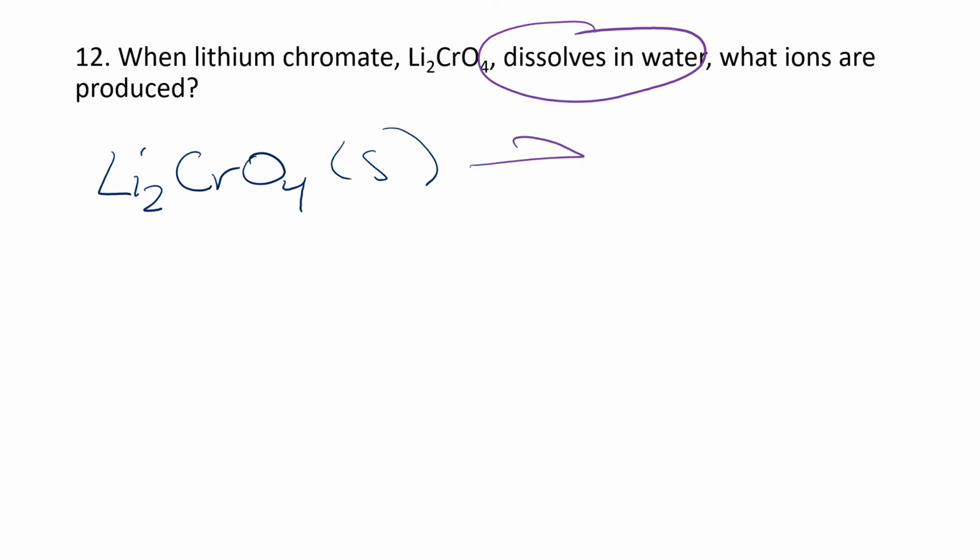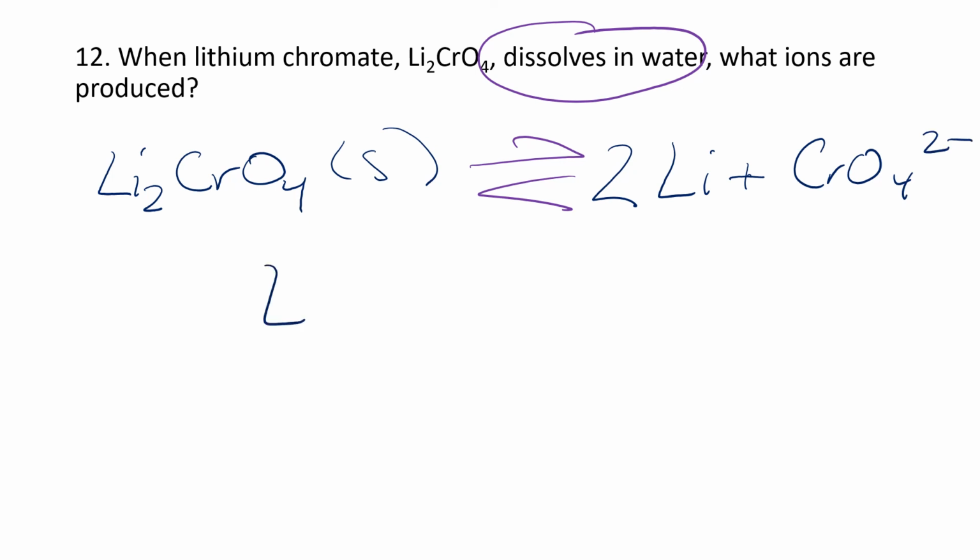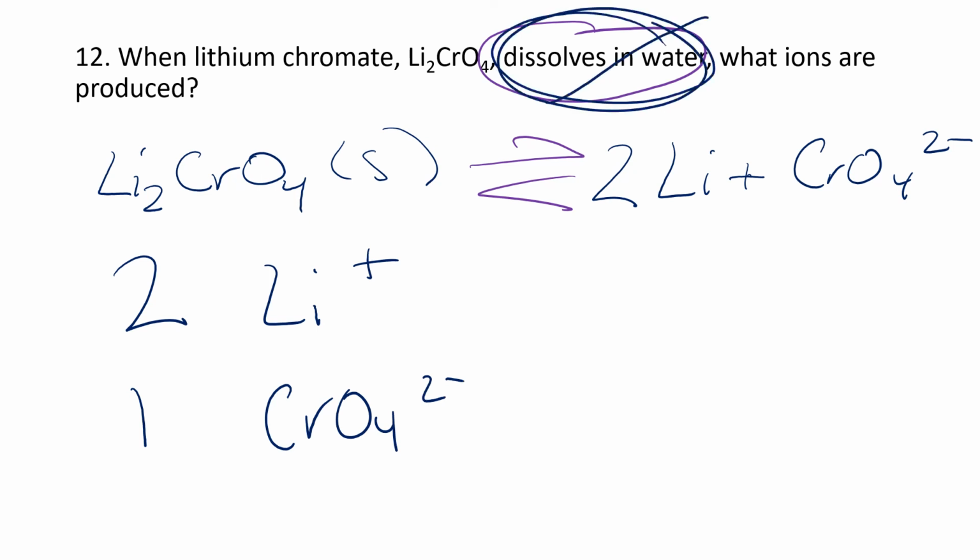So that will turn into lithium, that's Li+, but there's 2 of them, plus chromate, CrO4 2-. If it's asking what ions are produced, it's just going to be Li+, but we're going to have 2 of them, and 1 CrO4 2-. So don't get confused by the dissolves with water part. Essentially, they want you to set up a Ksp expression with this.